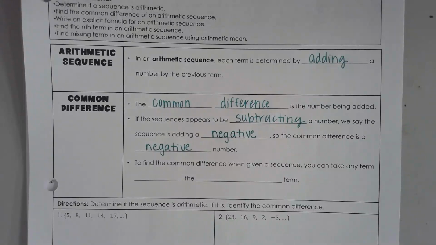I don't want you to get in the habit of saying, well, this is minus 5, because a lot of times you think, oh, it goes down 5, so you just write 5. You've got to be careful.